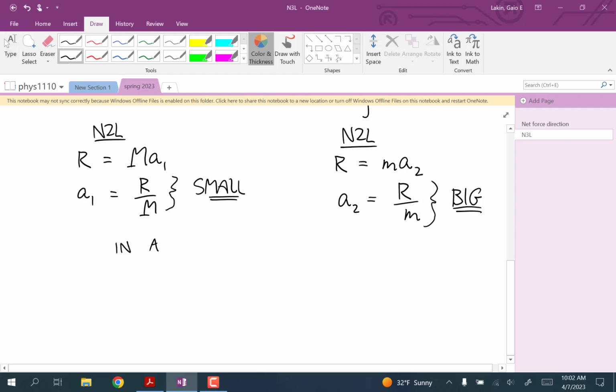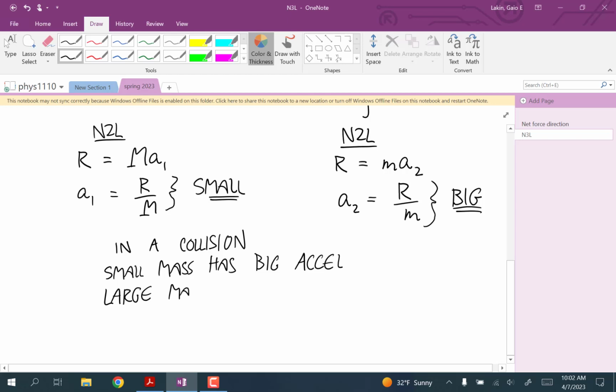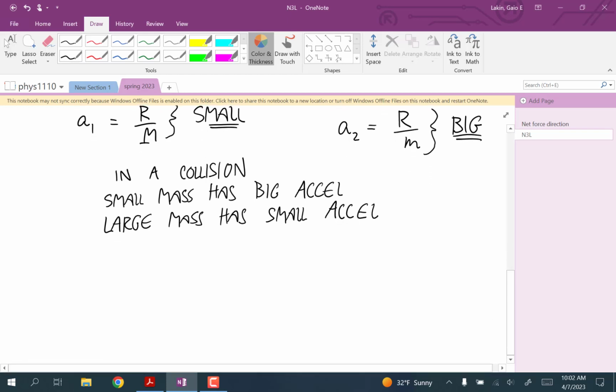So in a collision, the small mass has a big acceleration. The large mass has a small acceleration. And you're just going to be asked that in a few different scenarios, over and over again, to solidify that idea.